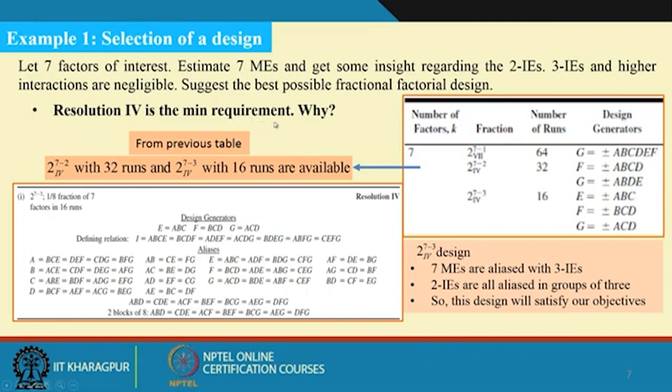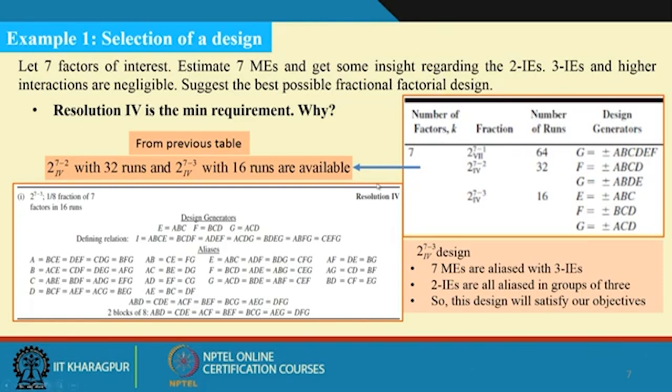The reason is, in resolution 4, main effects are not aliased with second order interaction effects; they are aliased with third order interaction effects, and second order interaction effects are aliased with other second order interaction effects. But if you go for resolution 3, then main effects are also aliased with second order interaction effects, so in that case you cannot estimate the 7 main effects uniquely. But if you choose a resolution 4 design, you will be in a position to uniquely estimate the 7 main effects, and you have some idea about the second order interaction effects, as third and higher order interactions are negligible here.